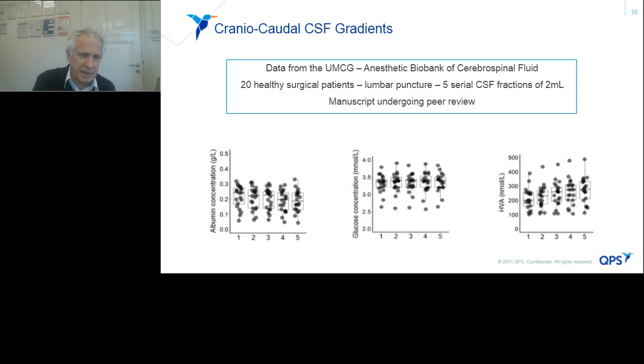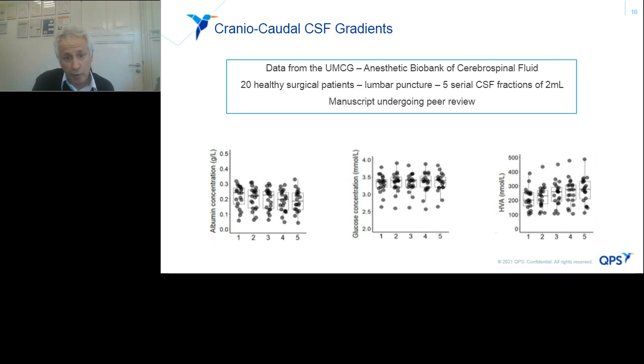In each sample, from the first down through to the 5th, you can see the albumin concentration is slowly decreasing. For glucose, it's staying very similar. In fact, it's for a single patient. I haven't connected the dots, but I can tell you that generally there's minimal difference between one fraction and the next. So glucose is very similar.